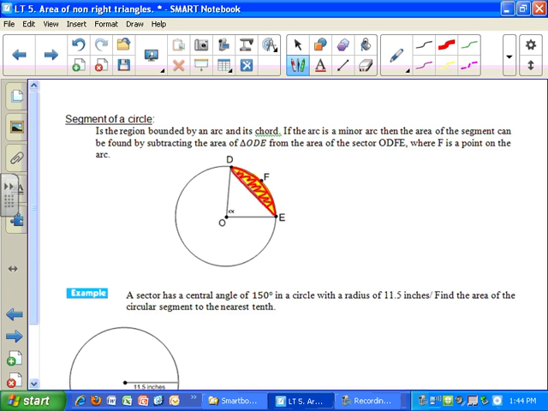If the arc is a minor arc, then the area of the segment can be found by subtracting the area of the triangle from the area of the sector ODFE. So taking that area and subtracting out the triangle, all you're left with is the segment of the circle. Again, that'll only work with minor arcs, which are less than half the circle. If you go over half the circle, then you have to be a little bit more creative with your solution.